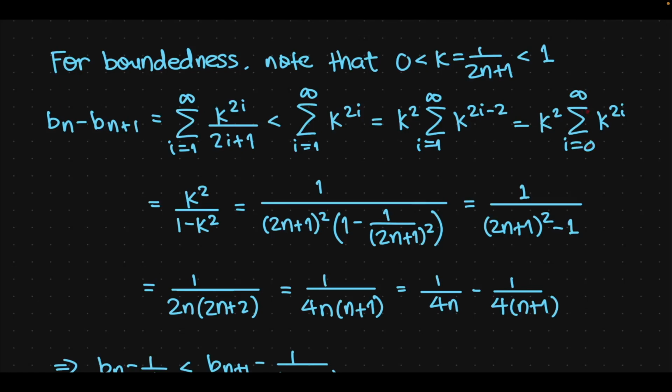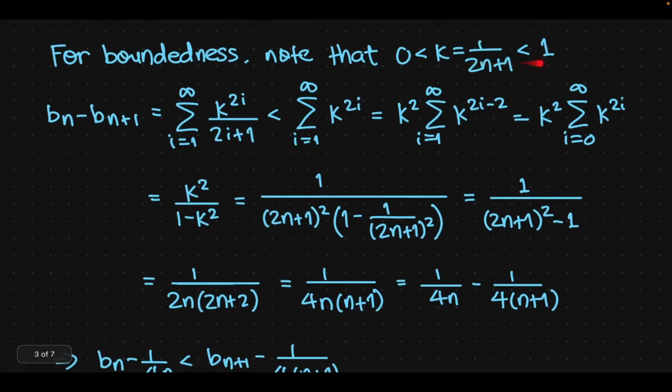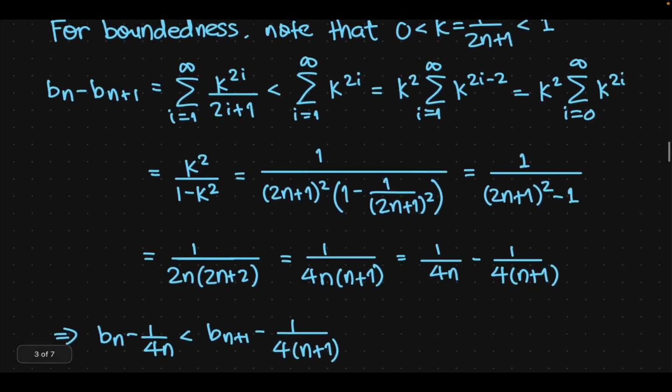I equals 0 to infinity of k to the 2i. Notice that this sum is the sum of an infinite geometric series with common ratio k squared, and it is within its radius of convergence because k is less than 1. So we can use the infinite geometric series formula.